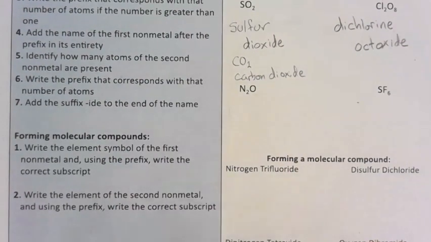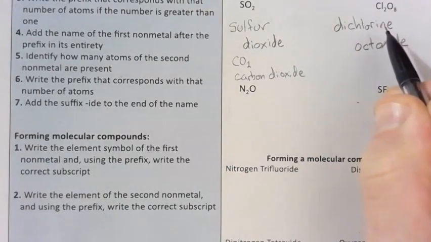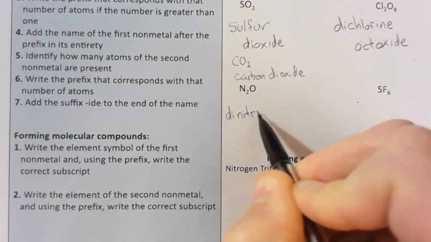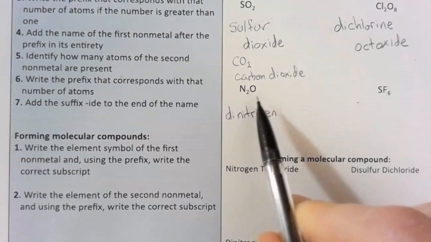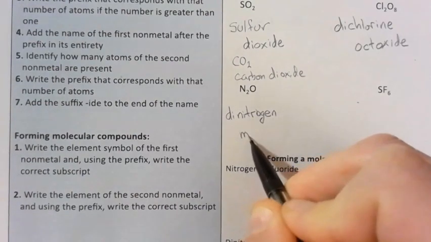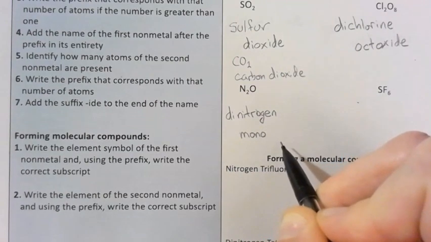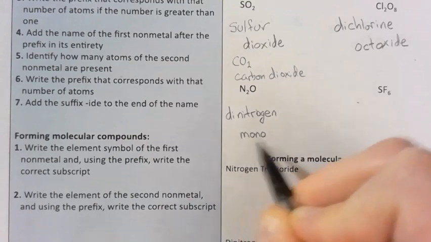All right, so N2O is a little bit of a curveball here. We've got two nitrogens. So just like we had with dichlorine octoxide, we're going to start with dinitrogen. But we've only got one oxygen. So this is the only time that we're going to use that prefix mono is when the second element is by itself. So we're actually going to say mono, and we're not going to double up the O, although if you do that on your quiz or your test, I'm not going to take any points off for that. But we would say monoxide.